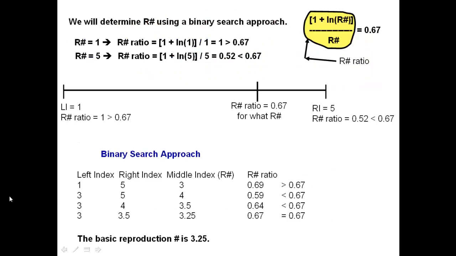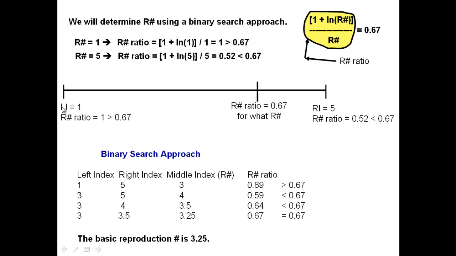Now you are also given that the r hash could be anything from 1 to 5. So let us try to apply the extreme values. If r hash is 1, now let me call this r hash ratio just to keep things simple for discussion. So if r hash is 1, substitute for r hash here to be 1, 1 plus log of 1 divided by 1. So log of 1 is 0. So 1 plus 0 over 1 is 1. So we get a value for this r hash ratio which is greater than 0.67. Now if r hash is 5, r hash ratio is 1 plus log 5 over 5, which comes out to be 0.52, and that is less than 0.67.